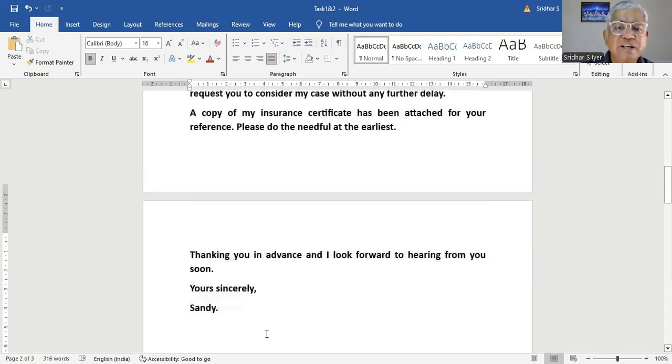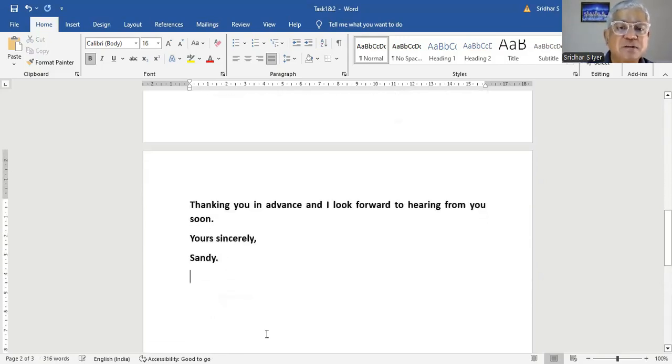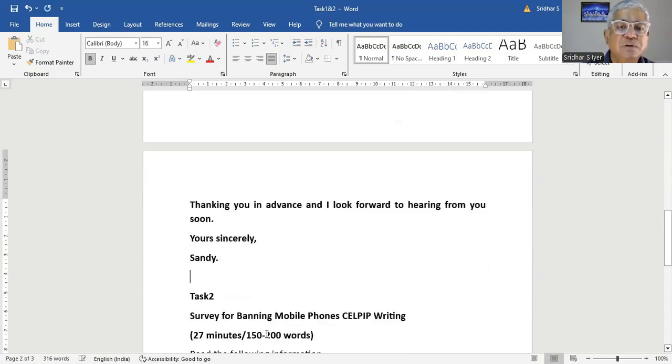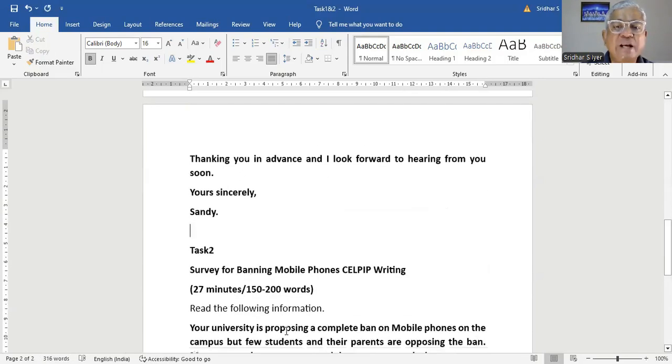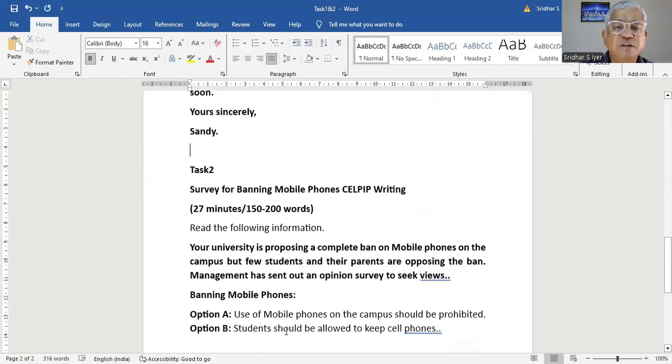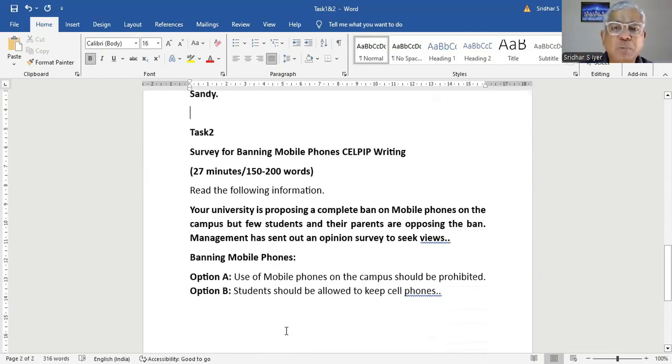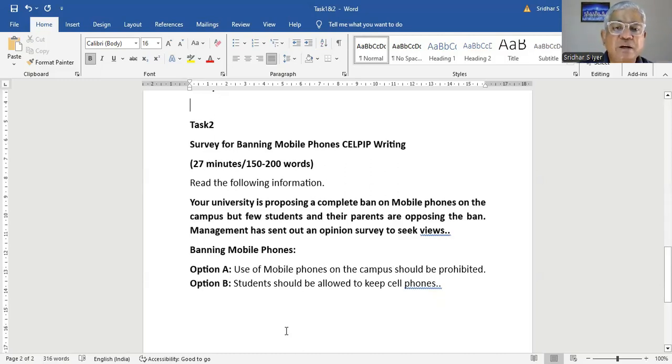Now, let's see what do we have here in the survey. So, task two, survey for banning mobile phones. Your university is proposing a complete ban on mobile phones on the campus, but few students and their parents are opposing the ban. Management has sent out an opinion survey to seek views. Option A, use of mobile phones on the campus should be prohibited. Option B, students should be allowed to keep cell phones. So I'm going to take option B.